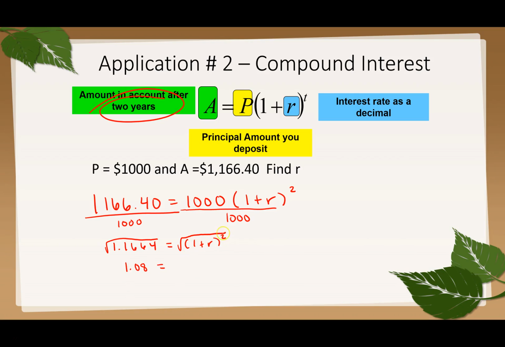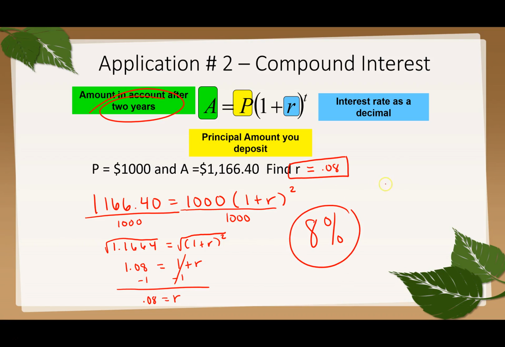And of course the square root and the square cancel, so I'm left with 1 plus R. Subtract 1. So that cancels. I'm left with R equals 0.08. And yes, we did find R is 0.08, but if I asked you what's the interest rate, you would say 8%. Again, you take your decimal and you move it over 2 places to convert it into a percent.